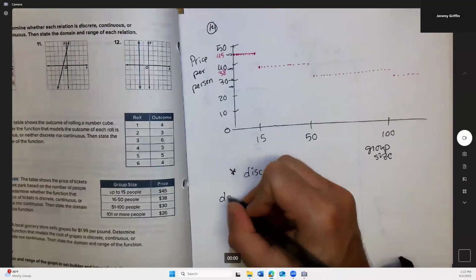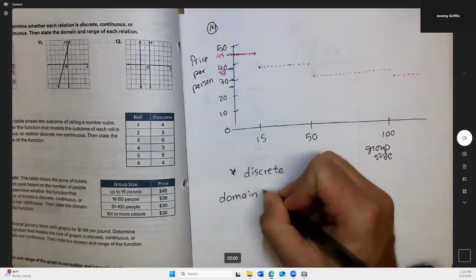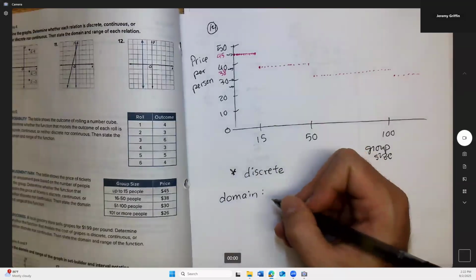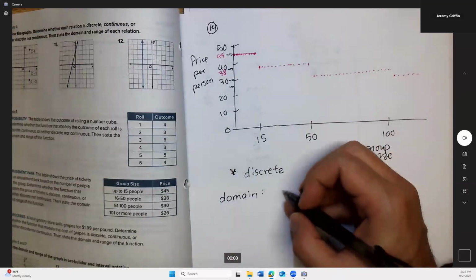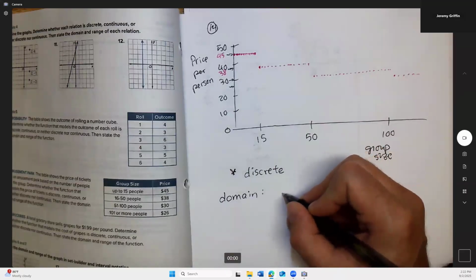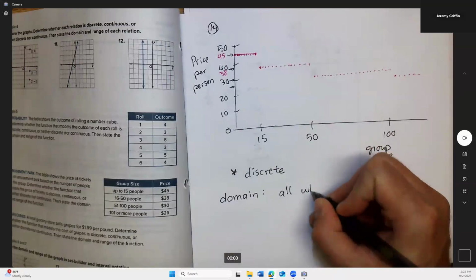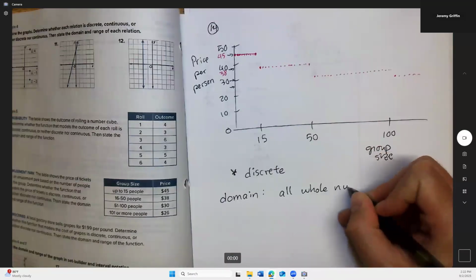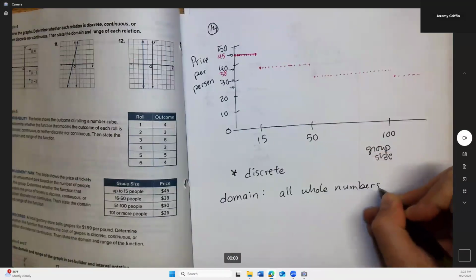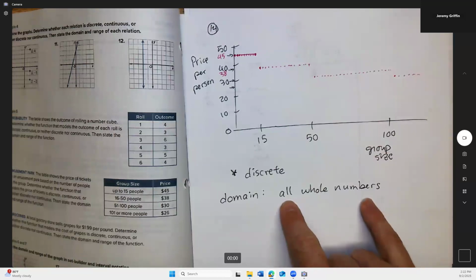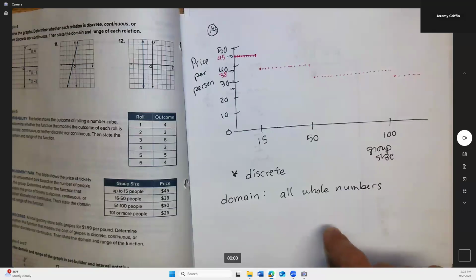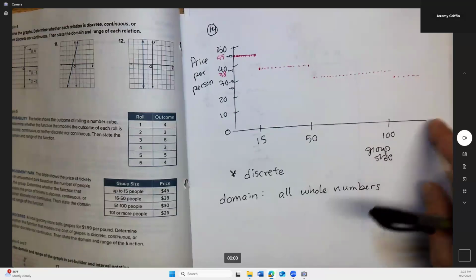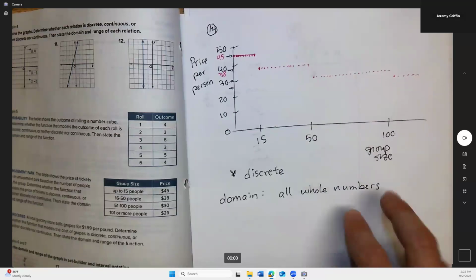So domain. Here, let's just do this. Just write out this phrase. Write all whole numbers. Because like in principle, you could take this idea and like, okay, if there's 0 people paying, like 0 is a whole number, okay? And there's 1 person paying or two group. Okay? You have a group size of like 1 million, I guess, and that would technically be in this last category. Okay, so with that, okay.